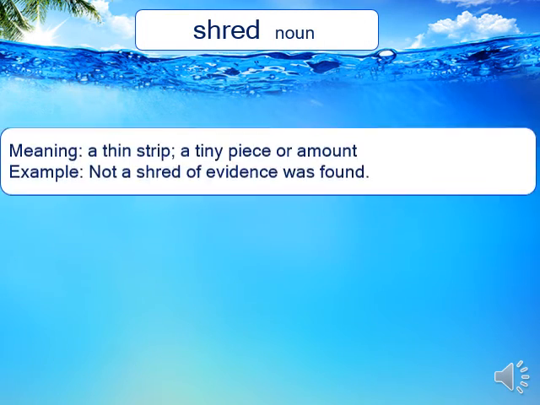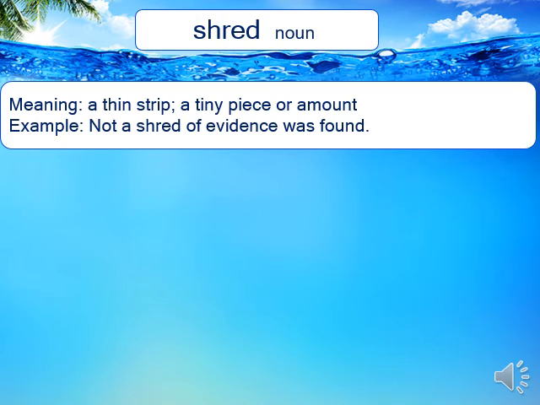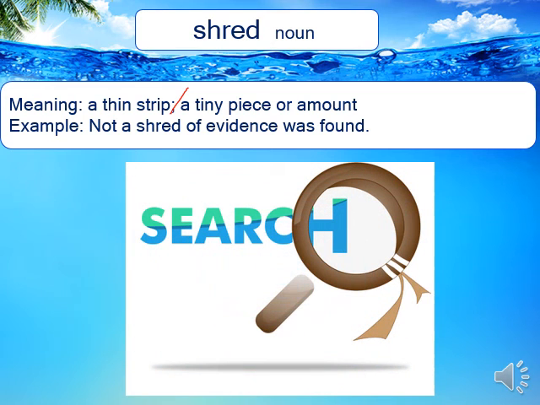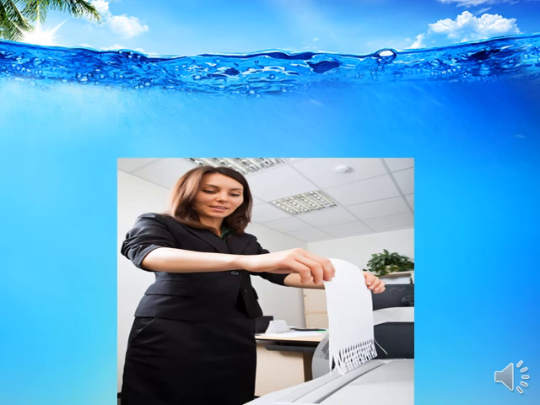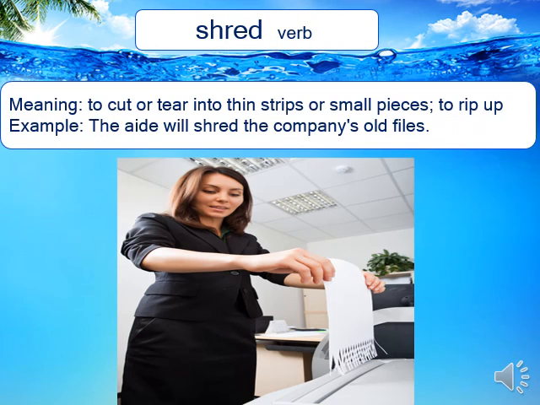And shred is a noun and it means a thin strip or a tiny piece or amount. Not a shred of evidence was found. So, not a little tiny piece of evidence was found at the crime scene. Shred is a verb and it means to cut or tear into thin strips or small pieces, to rip up. Do you know these shredding machines? The example is, the aide will shred the company's old files.